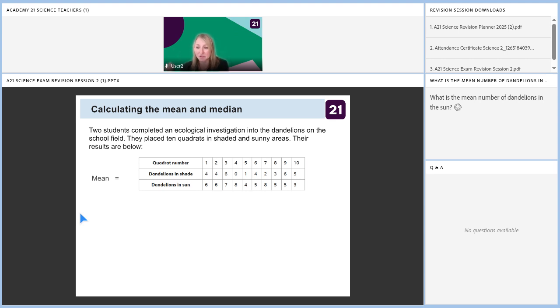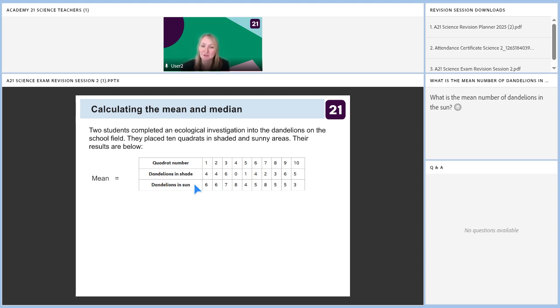It says that the results are shown below. And you can see in this table, the top line in the table is the quadrat number. So like sample 1, 2, 3, 4, 5, 6, 7, 8, 9, 10. They then looked at how many dandelions in each of the samples were in the shade and put them in this line, and how many dandelions in each of the samples were in the sun.